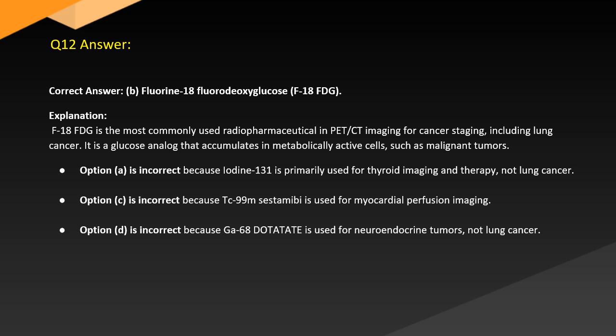Explanation: F18-FDG is the most commonly used radiopharmaceutical in PET imaging for cancer staging, including lung cancer. It is a glucose analog that accumulates in metabolically active cells such as malignant tumors.